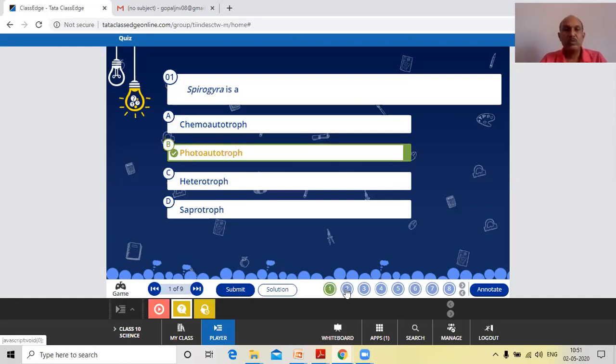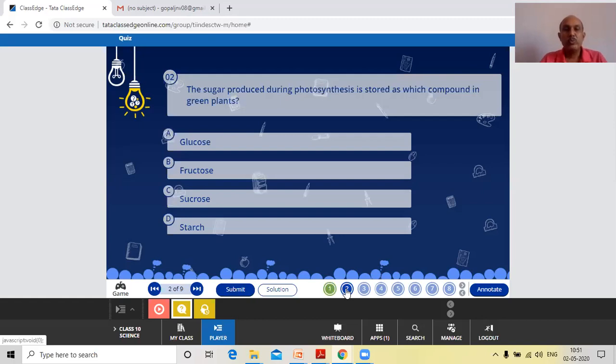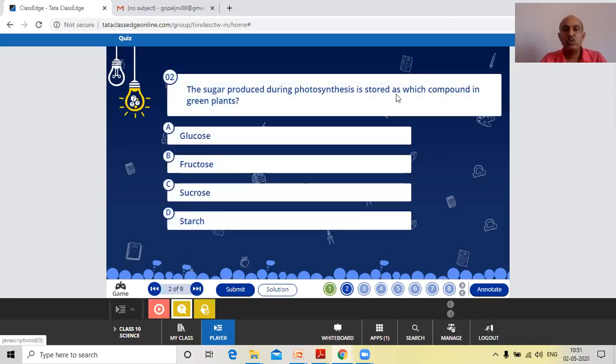Now come to the next one. The sugar produced during photosynthesis is stored as which compound in green plants? Glucose, fructose, sucrose, starch. Here the stored form is asked. Okay, second answer you can write. Yes, some are given glucose, some are given starch. Let me check starch. Okay, submit. Yes, it is a right answer.